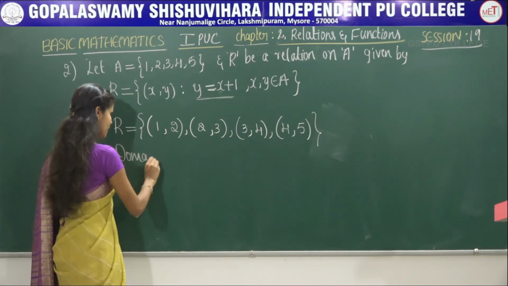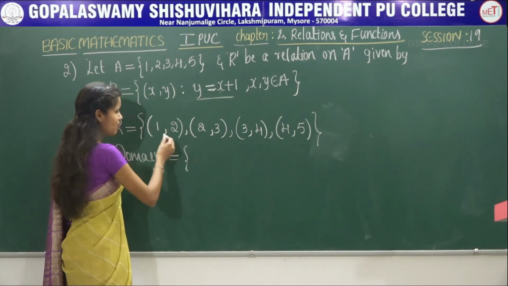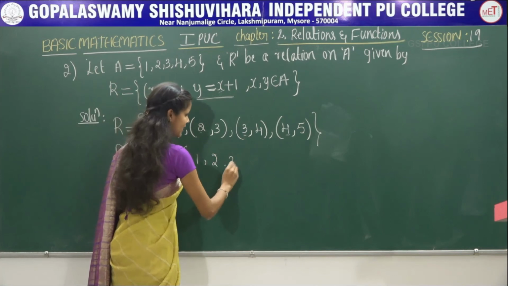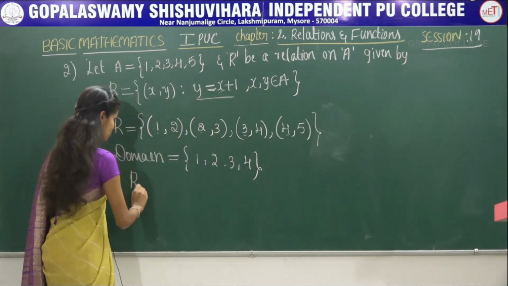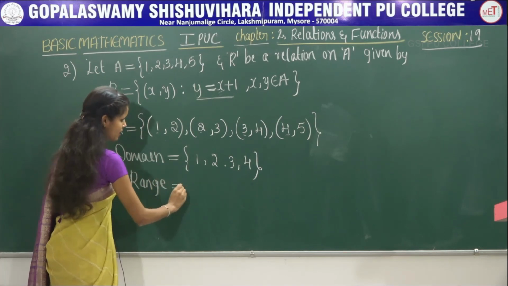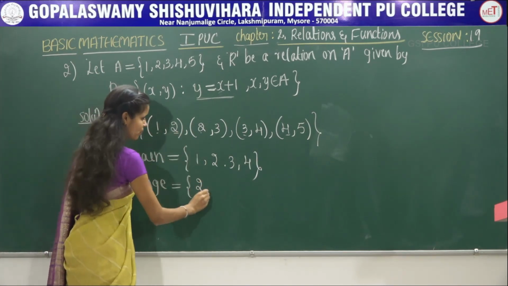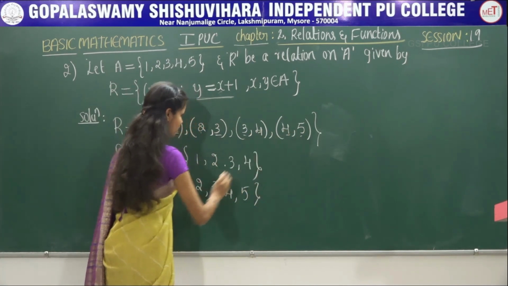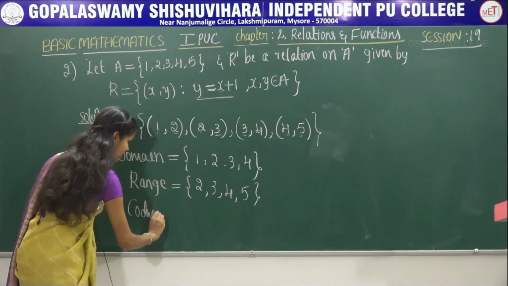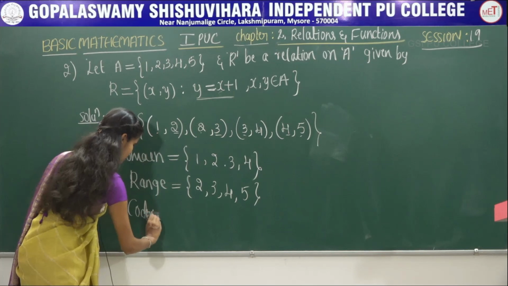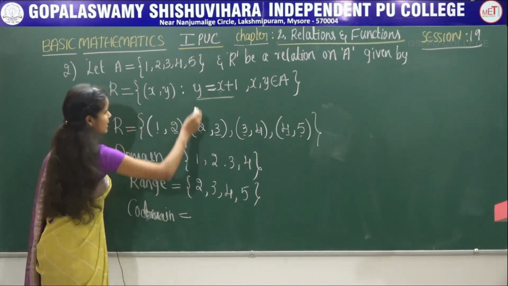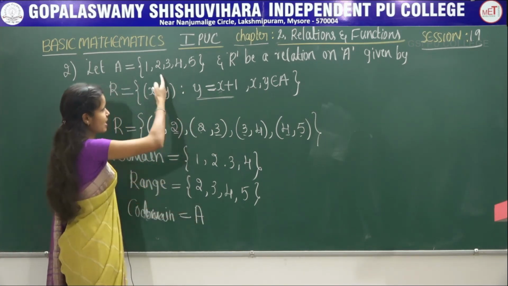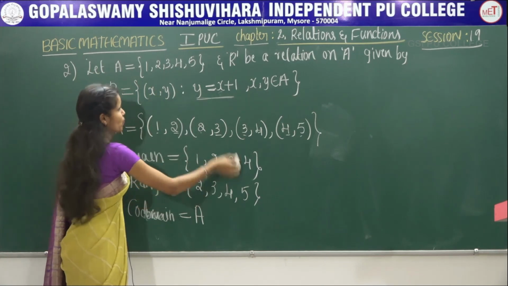Next, domain. Domain means the set of all first elements of the ordered pairs. First elements are 1, 2, 3, 4. Next, range. Range means the set of all second elements of the ordered pairs. Second elements are 2, 3, 4, 5. Next, codomain. Codomain means the second set. Here the second set is also equal to A, so codomain is equal to A, that is 1, 2, 3, 4, 5.